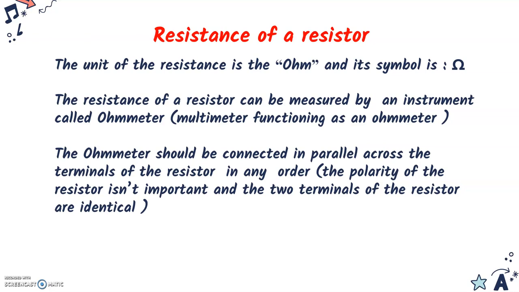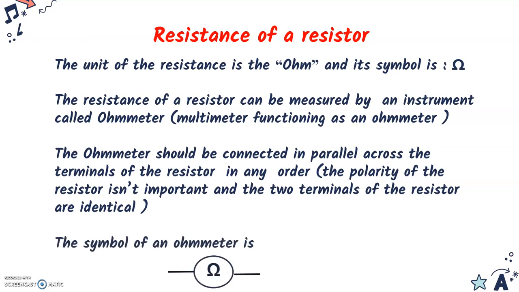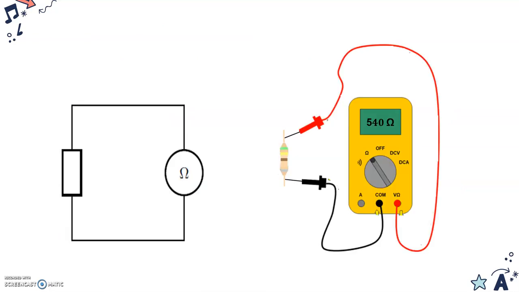For the resistor, it doesn't matter how I connect the ohmmeter. What matters is that it should be connected in parallel. This is the symbol of an ohmmeter. This is a multimeter functioning as an ohmmeter. It's connected in parallel, and this is the symbol.